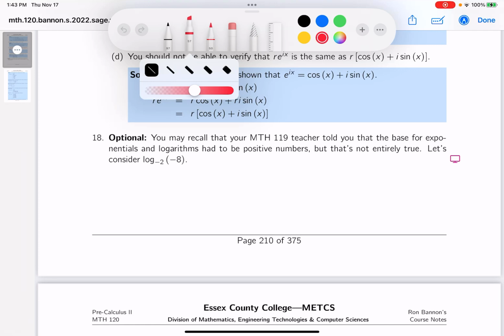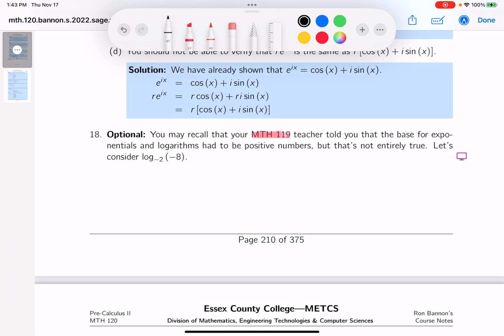Okay, optional question, and just to review some things with you. I know in Math 119 your teachers told you certain things about exponential and logarithmic functions. Let me just review those things that you were told. You were told for the exponential functions, f of x equals a to the x, that the a had to be greater than 0 and the a was not equal to 1. And this certainly led to logarithms with base a with the same conditions being met.